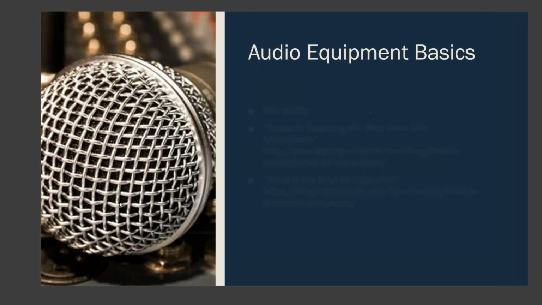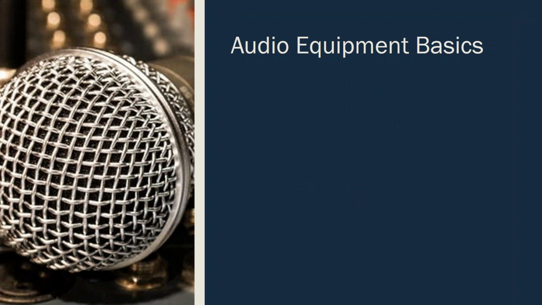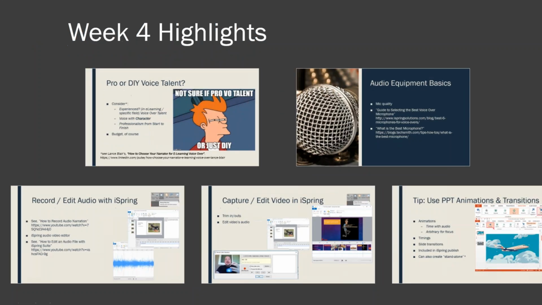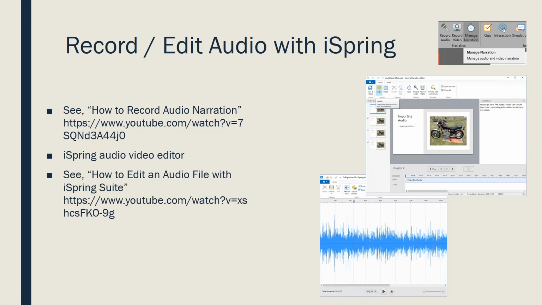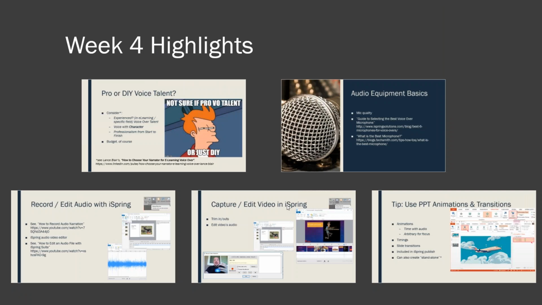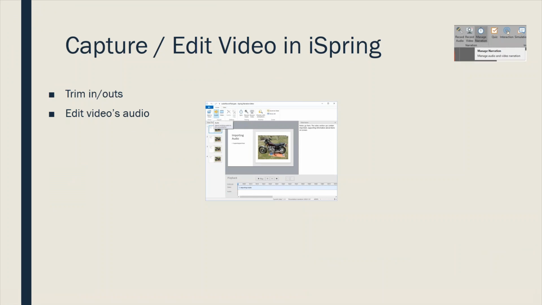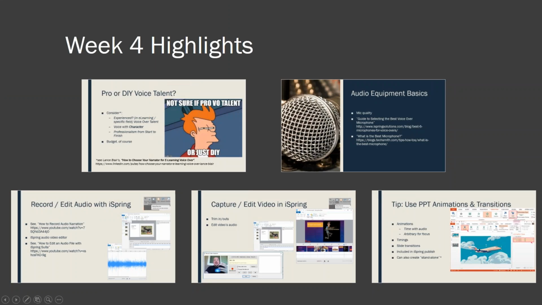Whether you're doing it yourself or having someone else do it, we talked about the basics of what to do for mic quality when recording, making sure that you can get the best quality mic for the amount of budget you have. We provided some guides on how to select the best mic. We also talked about using iSpring to edit and record audio and video, trimming audio, making sure that we know how to use it. We looked at some live examples of how to do so, and the same thing with video, adding it inside, adjusting the timings and the animations with that video and such, and editing the audio of that video. So quite a bit to look at this week in week 4 as we celebrate it.